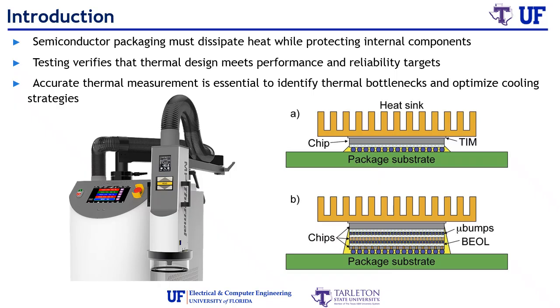It verifies that the thermal design of a chip or module actually meets its performance and reliability targets under real operating conditions. Accurate temperature measurement is also key. It allows engineers to identify thermal bottlenecks, validate heat-spreading materials like thermal interface materials, and optimize cooling solutions such as heat sinks or advanced packaging designs. The diagrams on the right show a basic heat dissipation path from the chip through the thermal interface material to the heat sink, and how more advanced multi-chip packaging integrates stacked layers for improved power density but also greater thermal challenges.